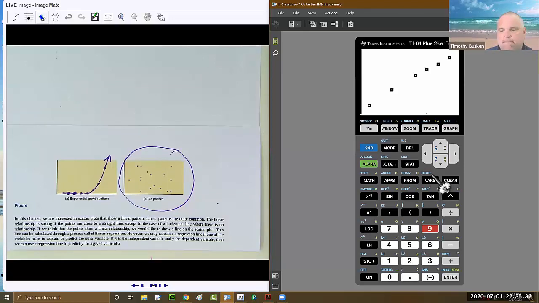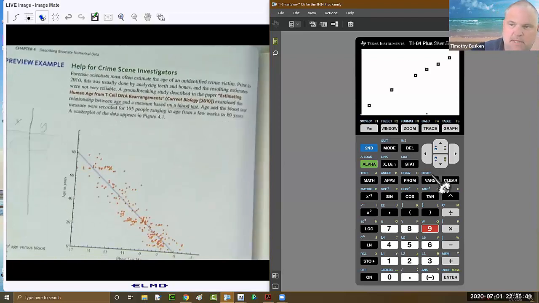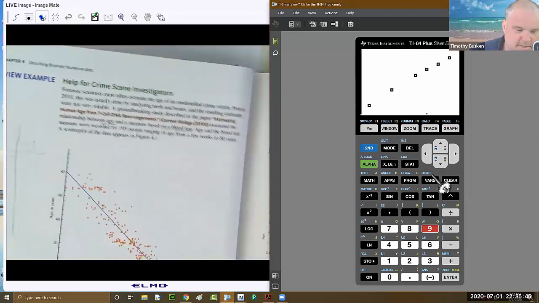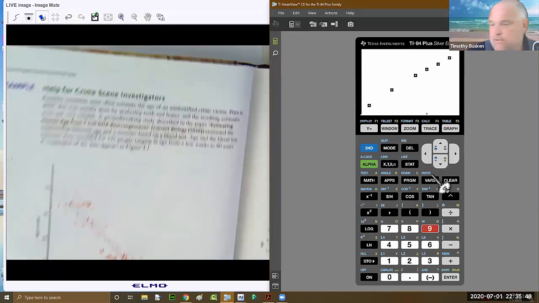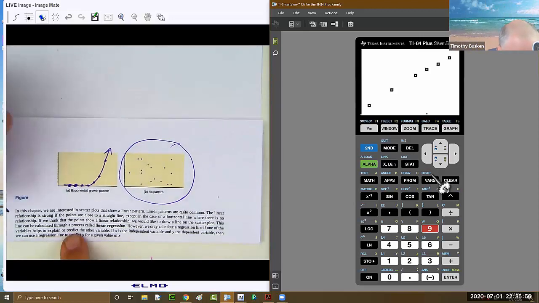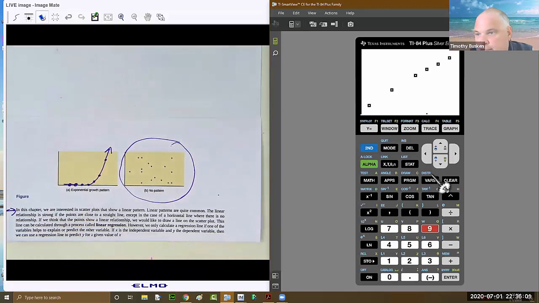And then if you've determined there is a significant linear relationship, as there was in this crime scene example here in the blood test, then it's time to find out, well, what's this best fitting line, and can we use it to make predictions and make a new scientific test in this case, or a new application. So in this chapter, we're going to be mainly interested in scatter plots that show a linear pattern. Linear patterns are quite common.